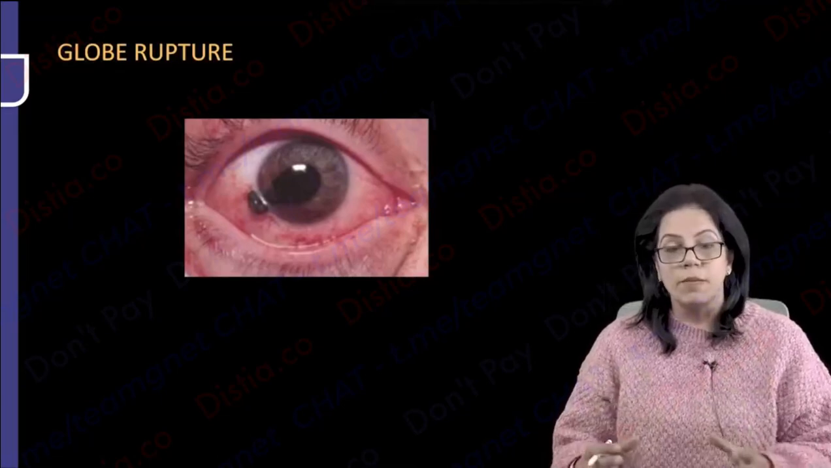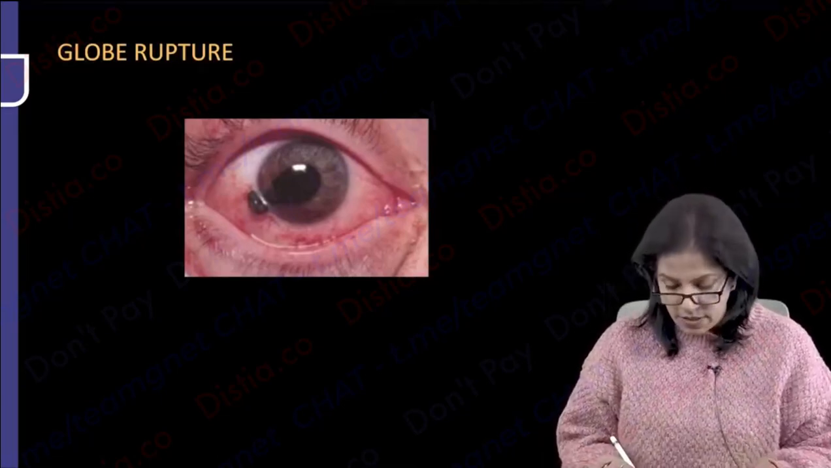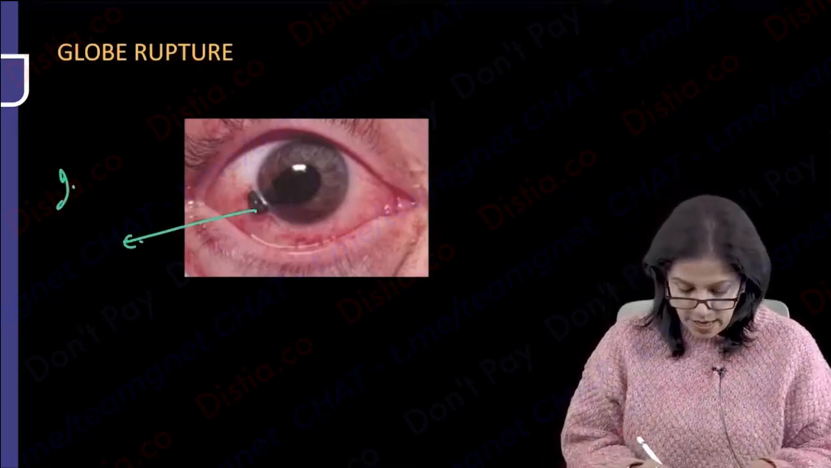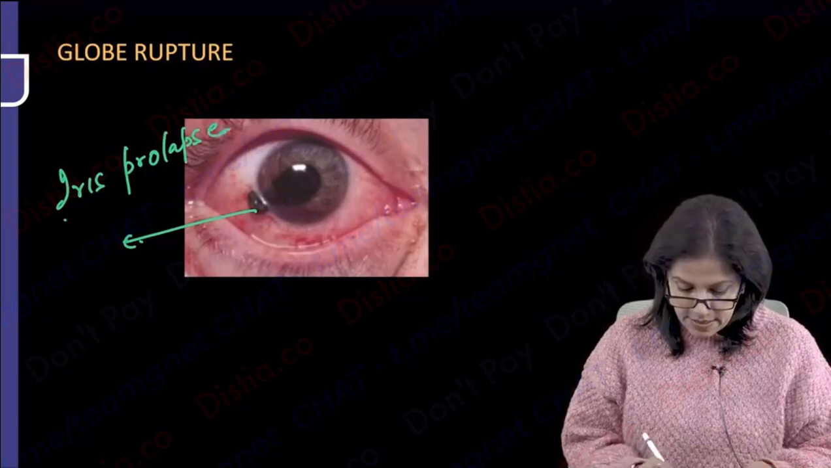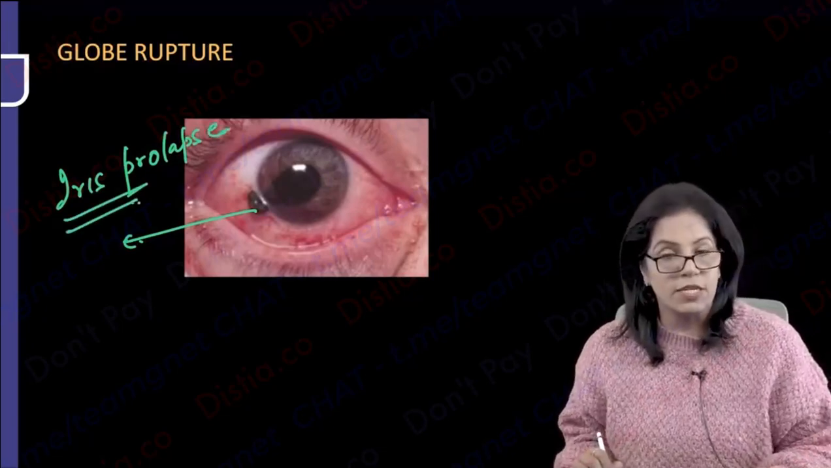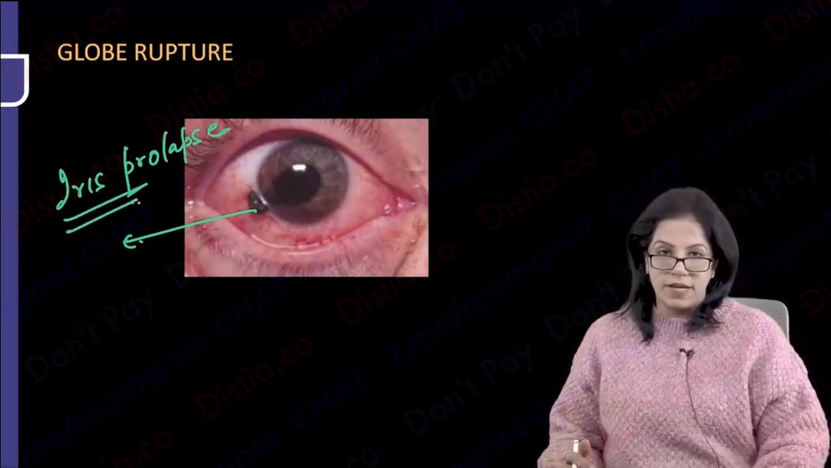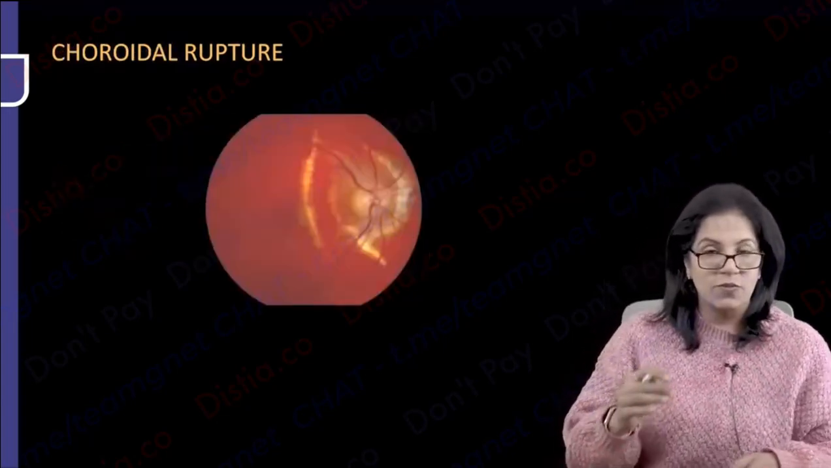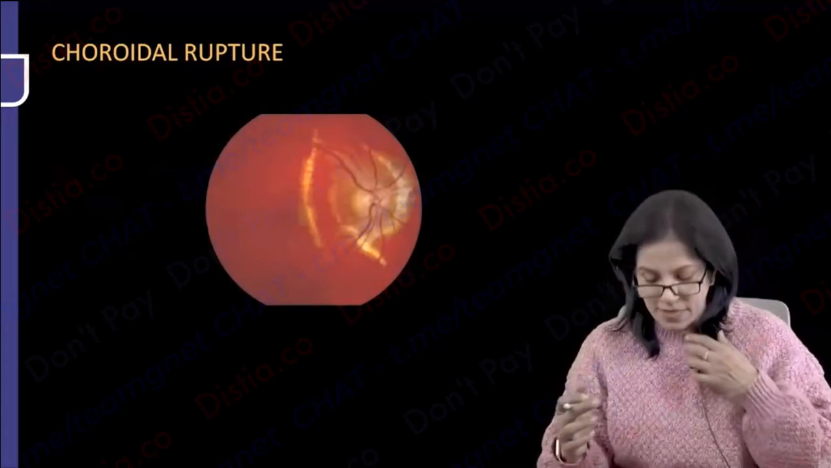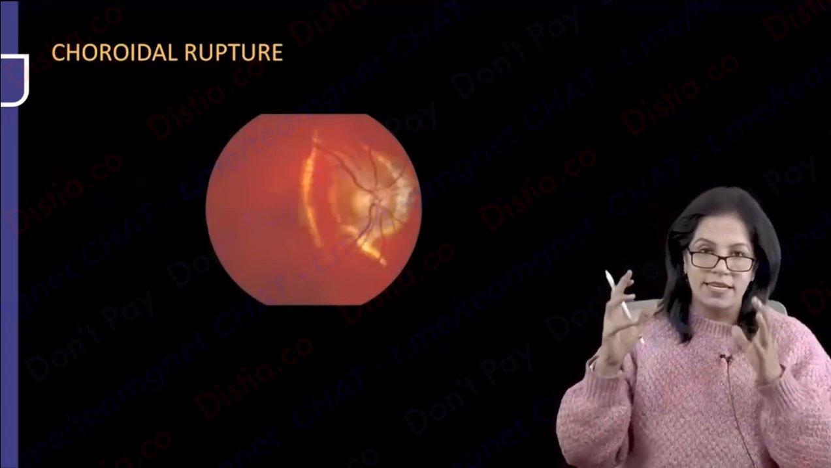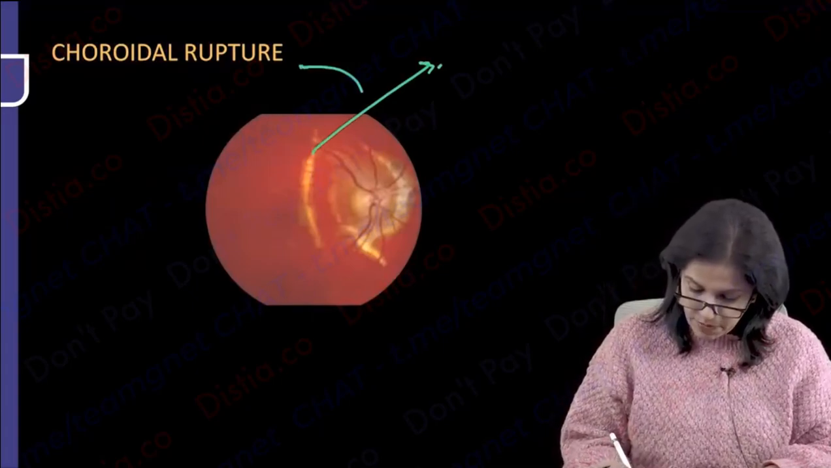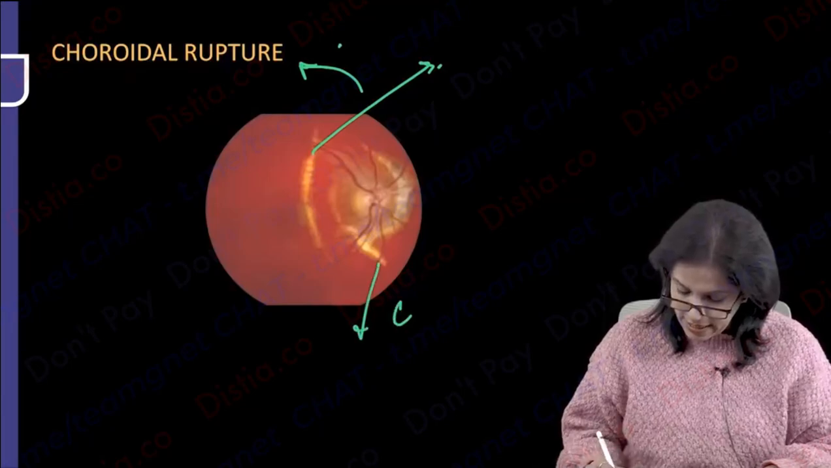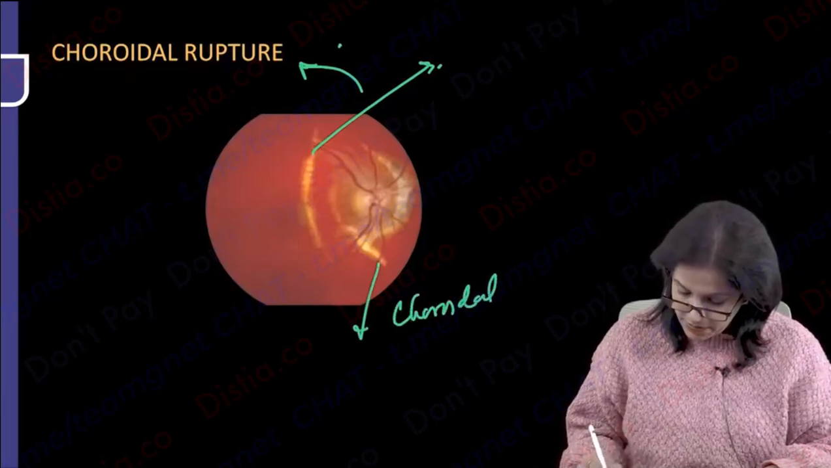So I was talking about globe rupture, what do you mean by globe rupture? It is when the globe gives way, right? And what are you seeing here? This is the iris prolapse. So this iris prolapse will be a sign of globe rupture. It can happen after blunt trauma. Next feature, so you can learn one more, that is iris prolapse. Then we go more behind in the retina. These are choroidal ruptures. All these lines are indicating choroidal rupture.